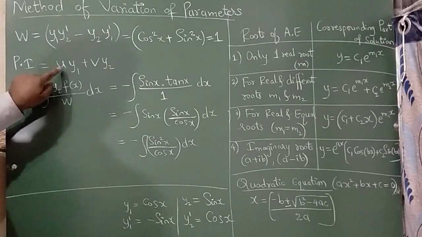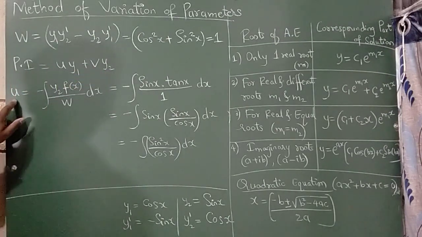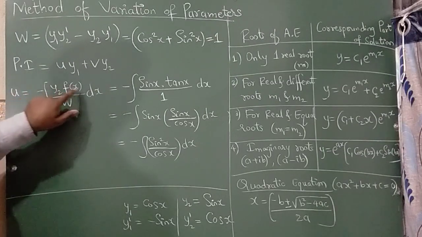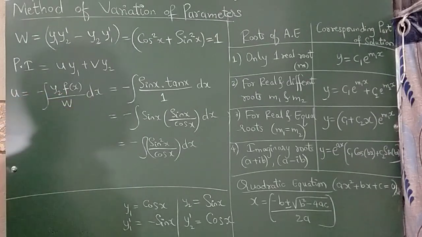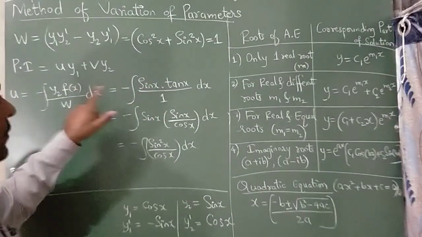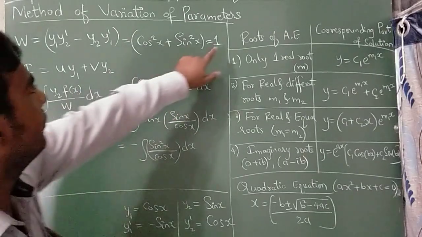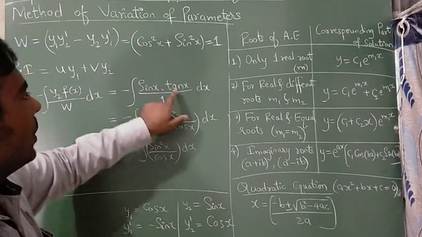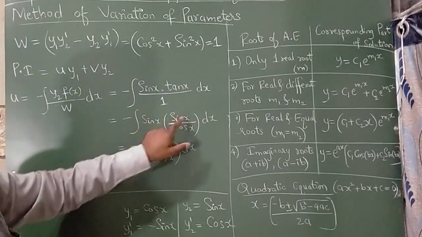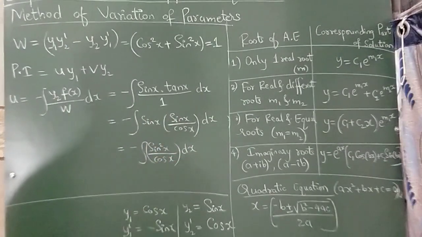Now Pi is equal to u into y1 plus v into y2. Now what is the u formula? Minus integration of y2 f of x divided by w into dx. What is y2 from here? It is sin x. F of x, from the given question, is tan x. And what is w from here? It is 1, dx. What is tan x? Sin by cos. Sin into sin, sin square, and what is there in the denominator? Cos. Fine.